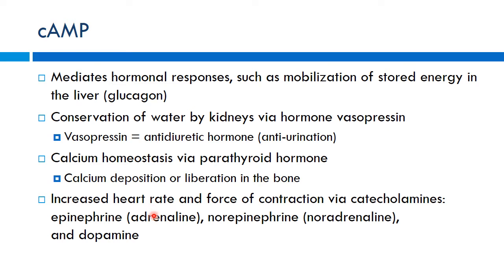Another big one where we'll see cyclic AMP being used is with increasing things like heart rate and the force of contraction via catecholamines. When I reference catecholamines, I'm mainly talking about epinephrine, norepinephrine, things that are being released by the sympathetic nervous system, or epi coming from the adrenal gland. That's really going to be those catecholamines we're talking about there. Okay.